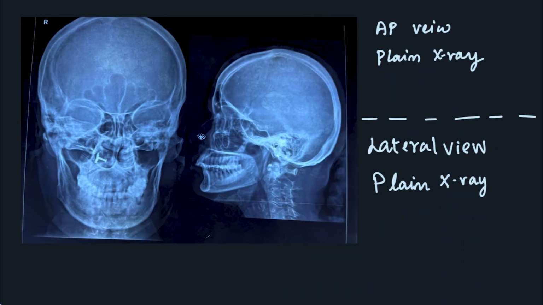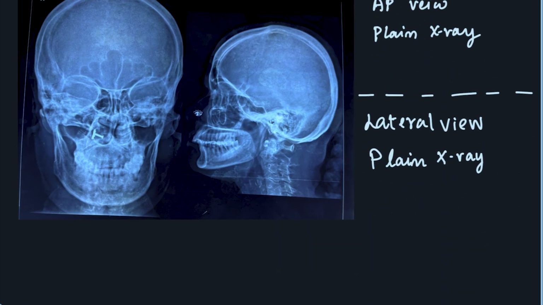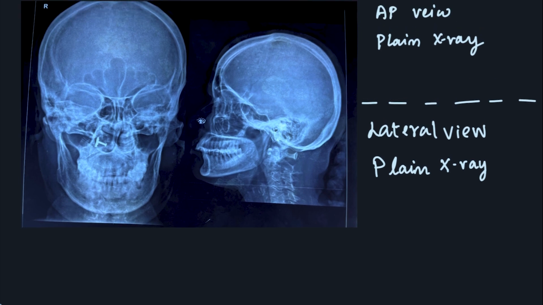And the next one we have is from head and neck. Again it is AP view and it is also plain x-ray, and the other one is lateral view. This is also a plain x-ray. In this head and neck x-ray, they will ask us about the sinuses, like what sinuses you can see in this x-ray. So we can see frontal sinus, ethmoidal sinus, maxillary sinus, and sphenoidal sinuses. So that is about the head and neck x-ray.